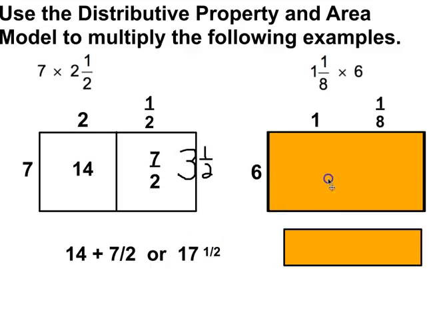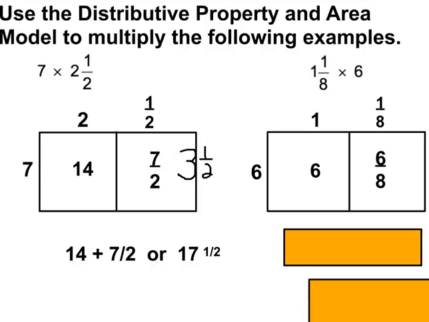Now we're going to take a look at our other one. And 6 times 1 is 6. And 6 times 1/8 is 6/8. Notice this time I did not get an improper fraction. 6 times 1 is 6. 1 times 8 is 8. I have 6/8. However, I can reduce 6/8.